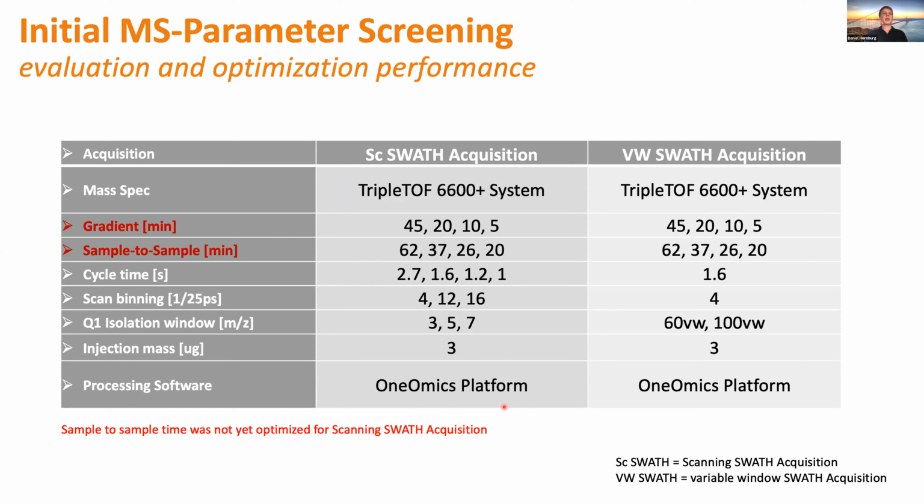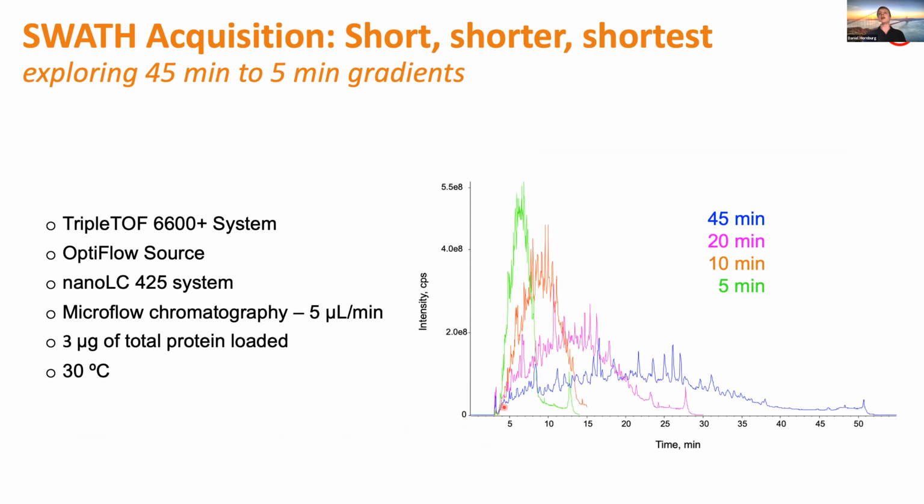So here you see the gradients: 45 minutes, 20 minutes, 10 minutes, and 5 minutes. I just want to highlight how much we squeezed together all the features, loading the same amount, roughly 3 micrograms, onto the system. And I would say the 5 minute almost looks like a washout. So that was a pretty challenging sample to scan through, given the complexity of the sample too.